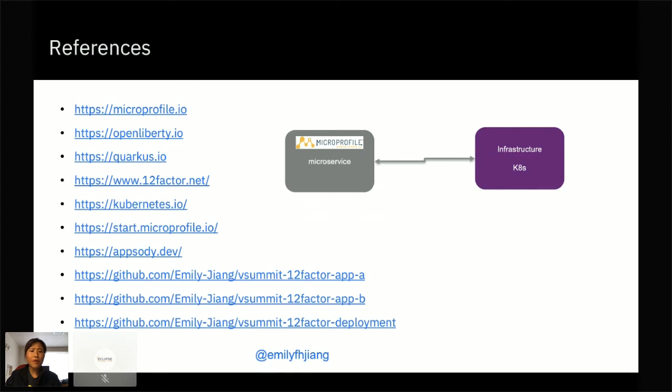This demo is on my personal GitHub, vsummit-12-factor app A, so check it out. As you can see, I also demonstrate one GitHub repo per microservice, so it's app A. They are all properly version controlled. And even the deployment YAML file also needs to be version controlled as well, so it's checked into a separate GitHub repo.